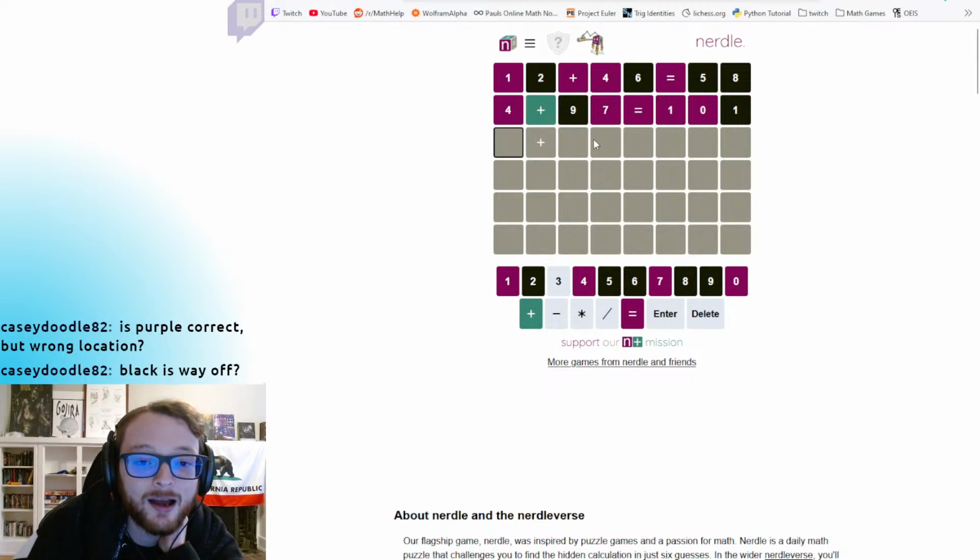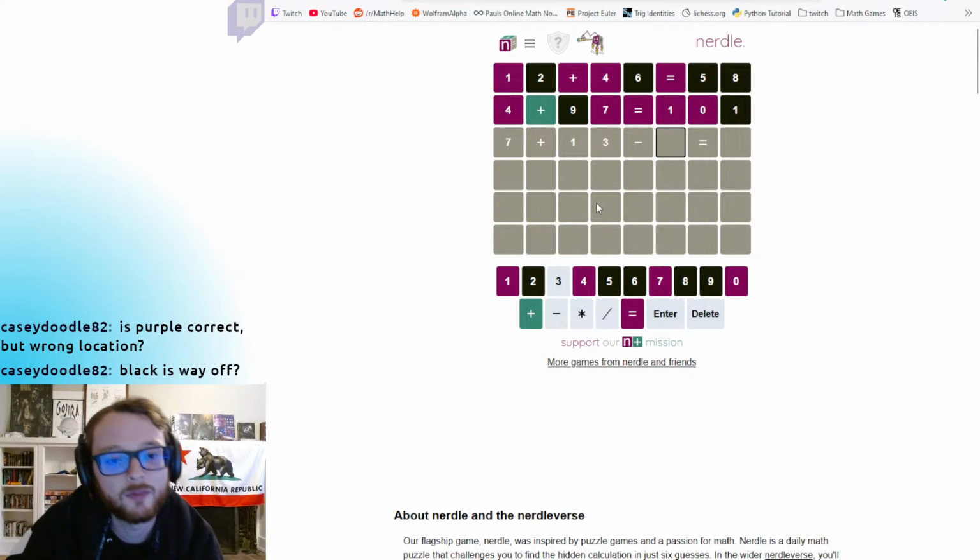Oh, wait, I forgot you can chain them. You can do plus, minus, or plus times. There could be multiple operations. I think the equal has got to be there. We need to test 3. Let's start with the 7 there. We need a 0 somewhere. Seven plus 13 minus, that's 20. That can't be right.